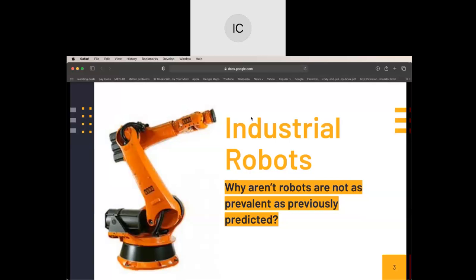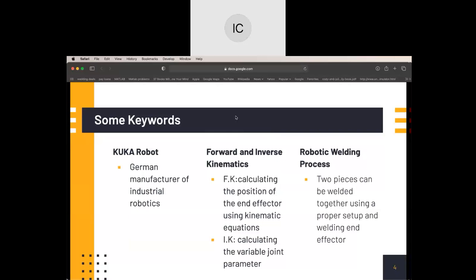Modern-day robots can simplify manufacturing tasks by implementing task-level controls, and this is done through kinematic control modules built into the robot as a hierarchical control system. Moving forward, just some keywords we're going to be discussing today. I'd first like to specify that the KUKA robot is just a German manufacturer of industrial robots. Now, forward and inverse kinematics, those are the analysis that we're going to be going through today.